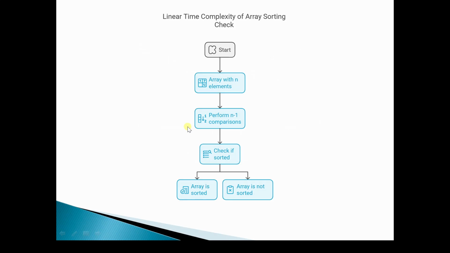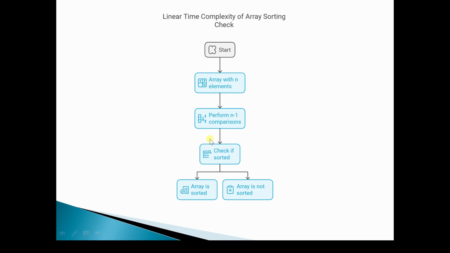Since the algorithm makes a single pass through the array, it will perform a linear number of comparisons, specifically n-1 comparisons as we have n elements. So here, for an array of n elements, it will perform n-1 comparisons, comparing each one with its adjacent one and checking whether it is sorted or not. If it is sorted, it will say yes, the array is sorted, otherwise the array is not sorted. This is the working of this algorithm.